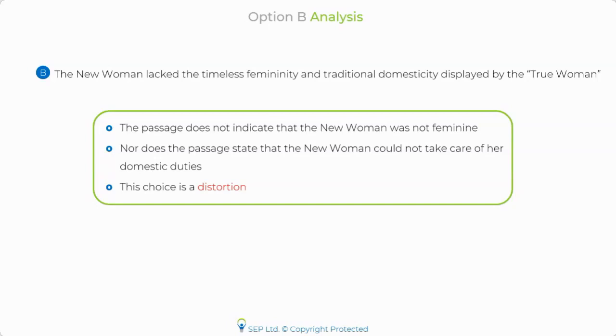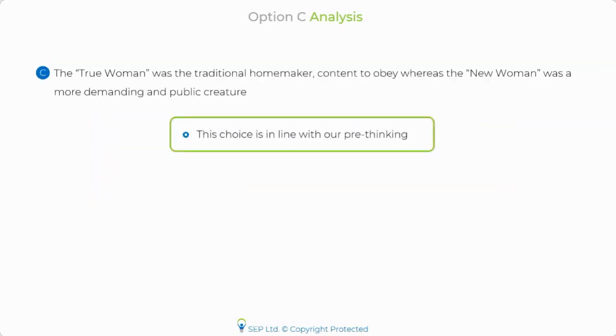So again, this choice is a complete distortion. All right, again 7% of you marked B. The true woman was a traditional homemaker. So if I'm looking at this choice, this portion is correct. Remember, I divide into portions. Okay, traditional homemaker, content to obey.